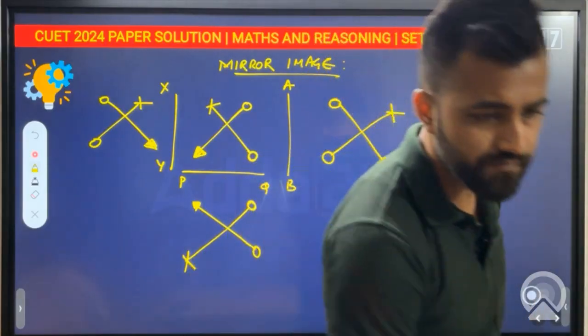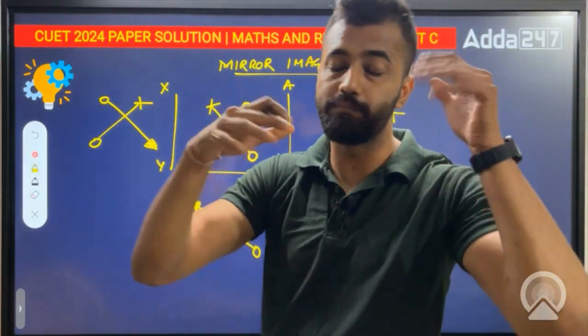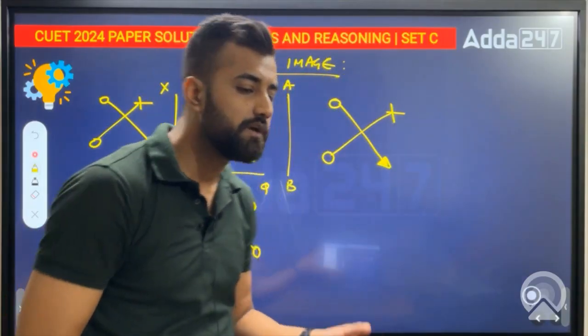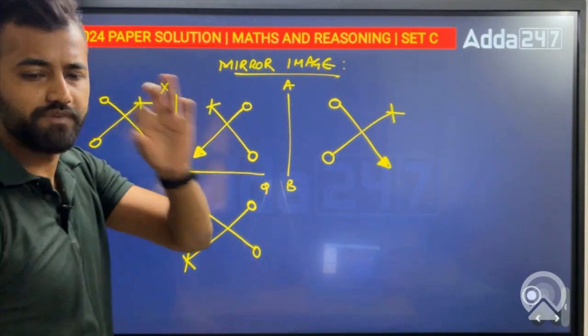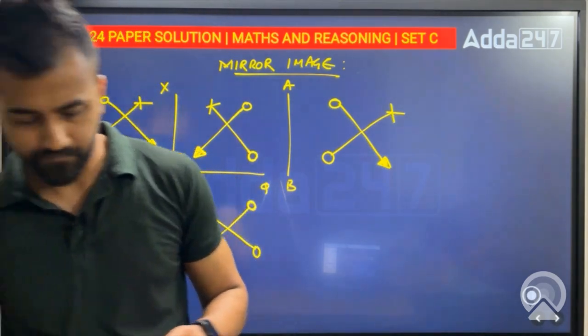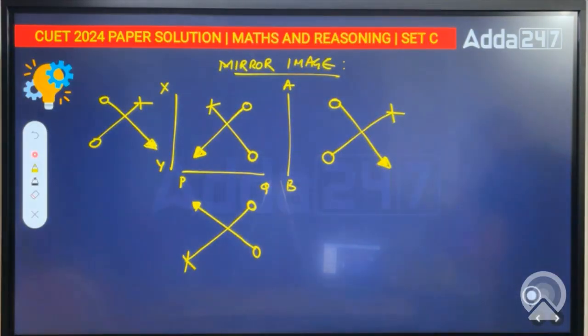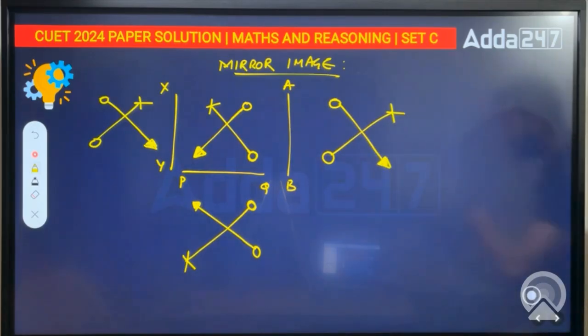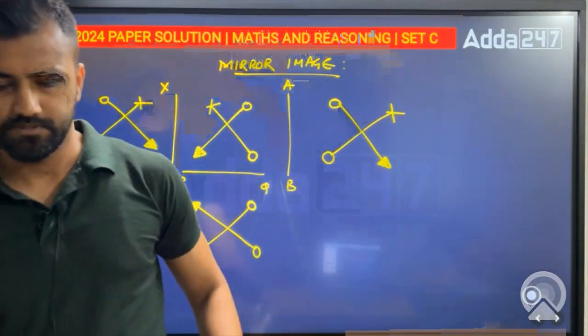But I have a solution for you. Suppose you're not being able to observe this thing, you're not being able to imagine how this thing will happen. So a very simple technique I am going to teach you. Just a minute, wait, I'll show you how to do it. So you don't have to think about anything.